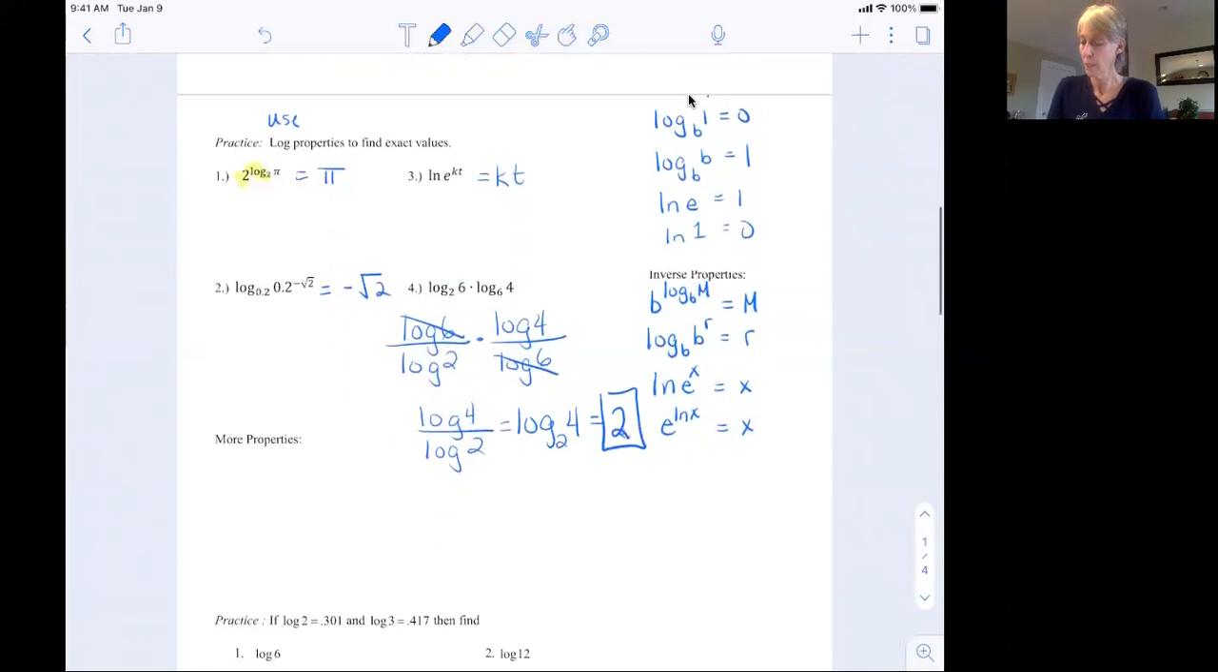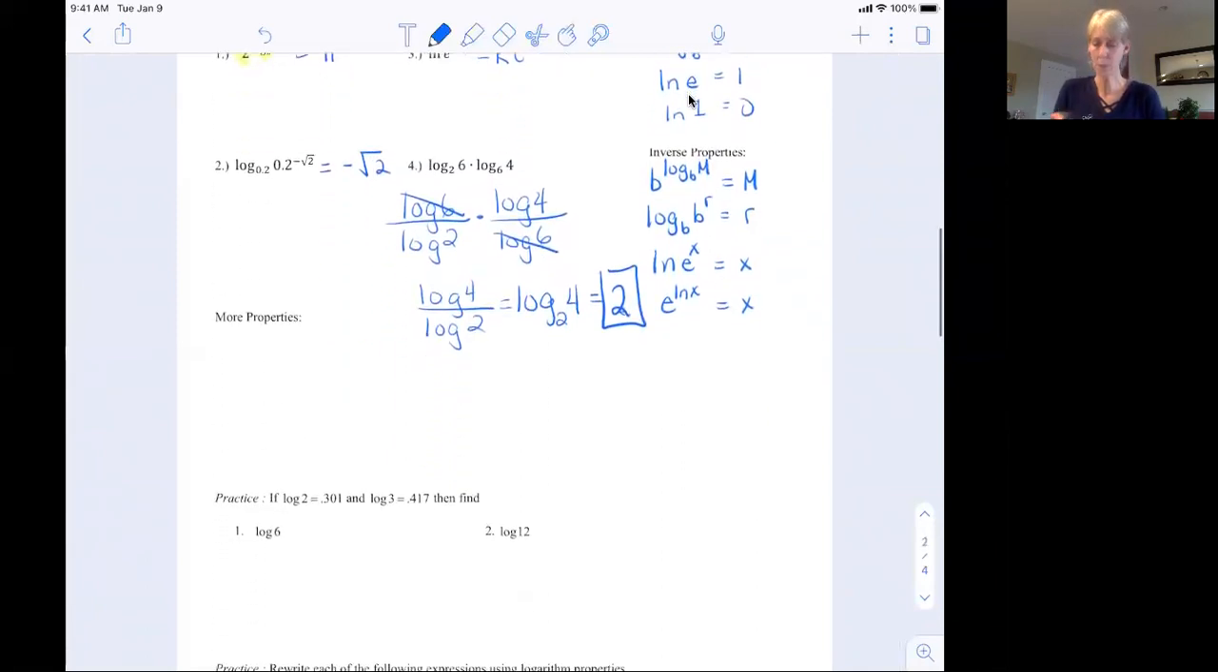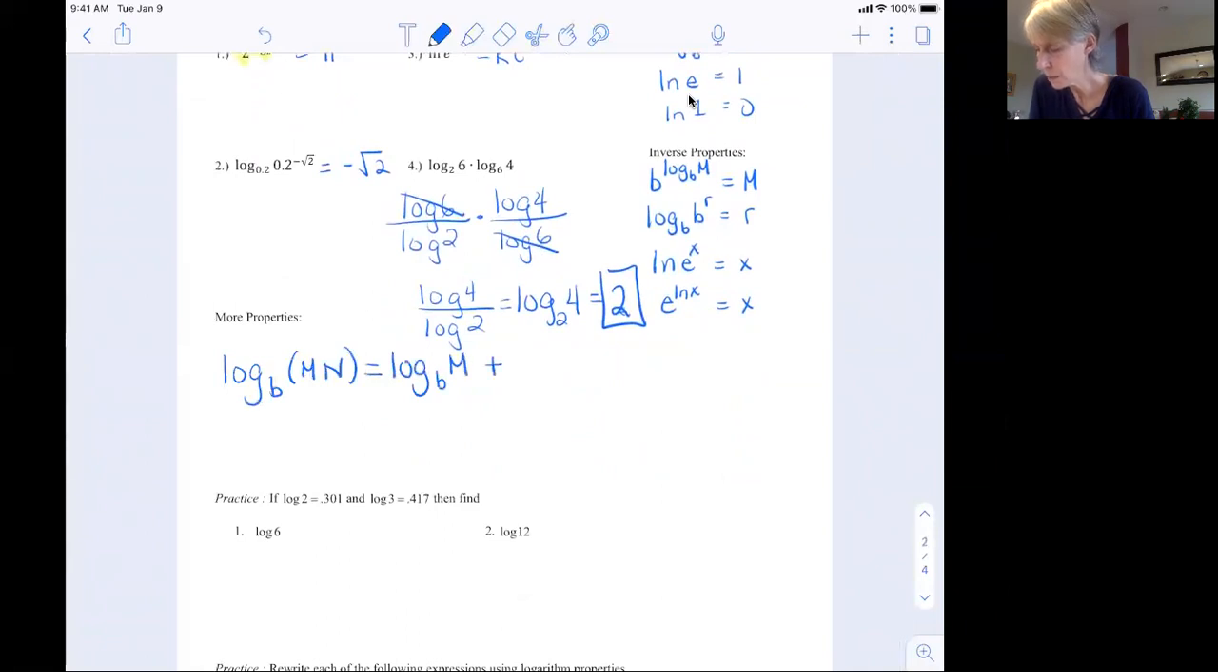Okay. Now let's list some more properties. And I could have typed these out for you, but I think it's important that you write them yourself so you understand where to put the little lower thing. So log base b of m times n. When I have two things being multiplied together, that's going to be log base b of m plus log base b of n. And similar to exponent laws, when we multiply like bases, we add the powers.